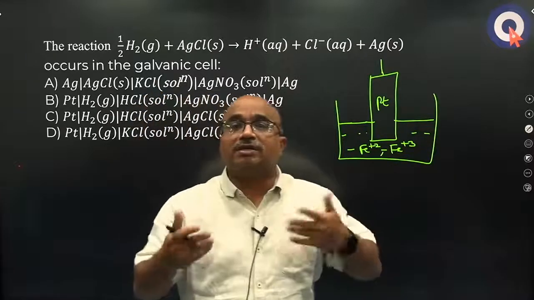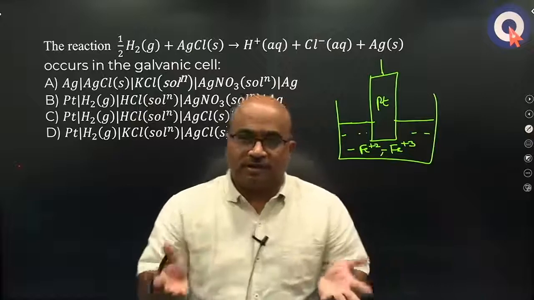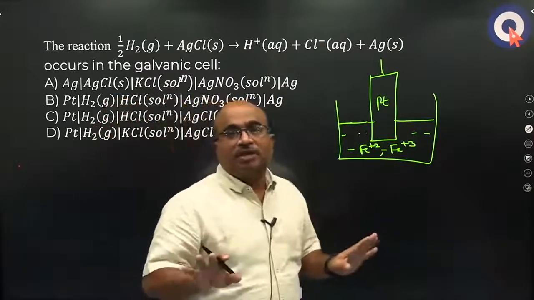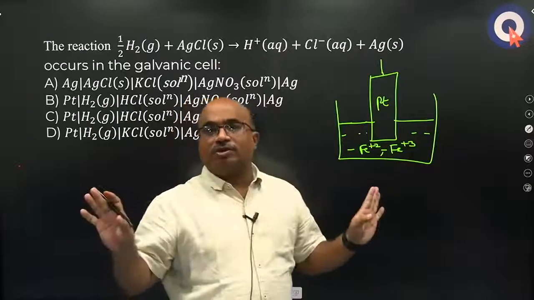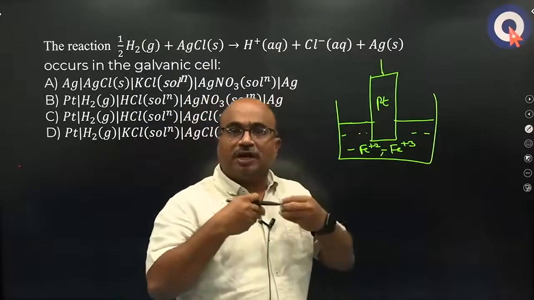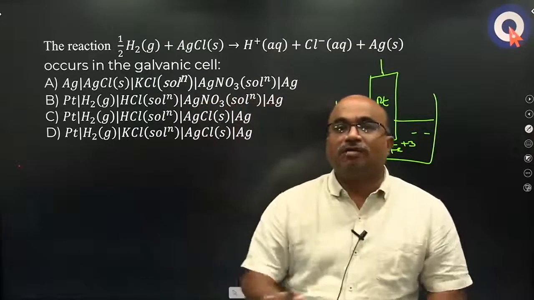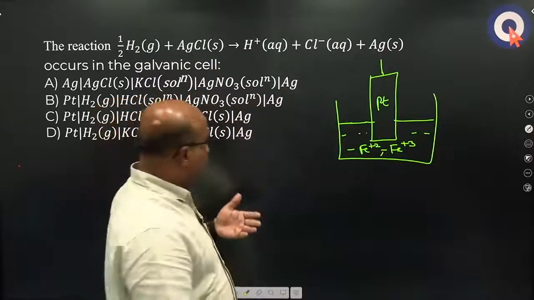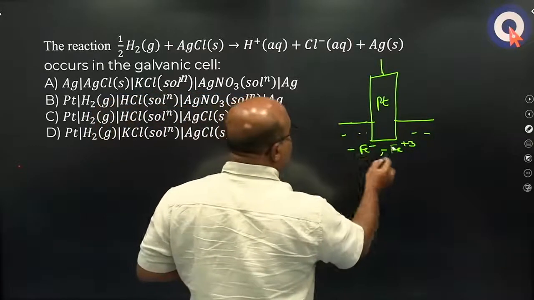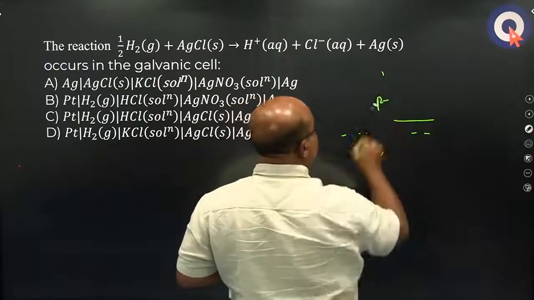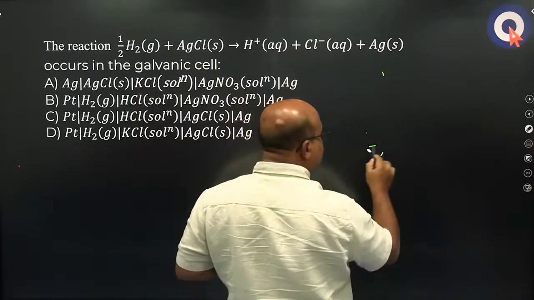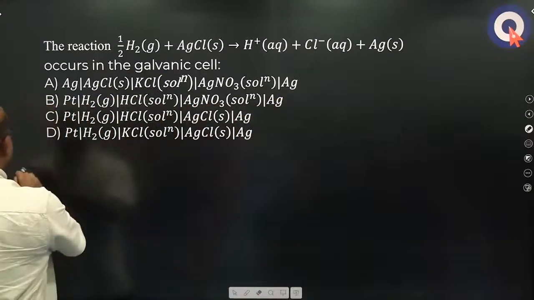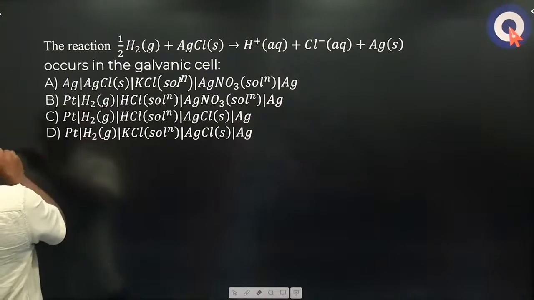Then what type of reaction happens in each half cell? If you can predict that, then all your electrochemistry applications, whether in a galvanic cell or electrolytic cells, you can simply solve. So let us see which of these has the cell reaction that is represented there. What is the cell reaction given here? H2 is converted.